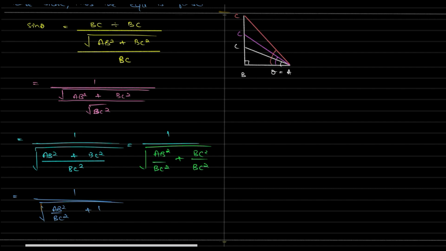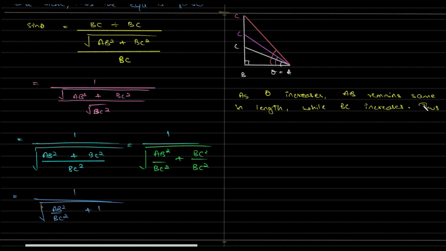So what can we conclude? We can conclude that as theta increases, AB remains the same in length while BC increases.